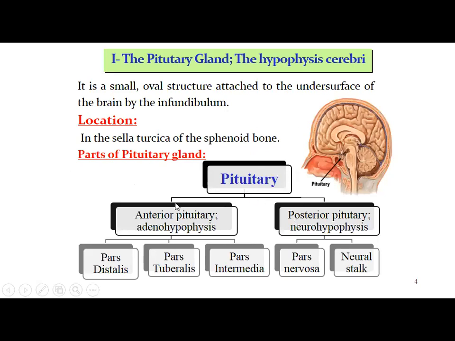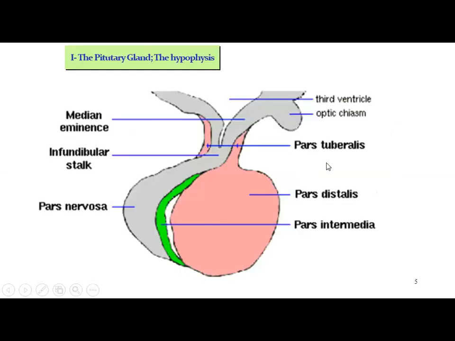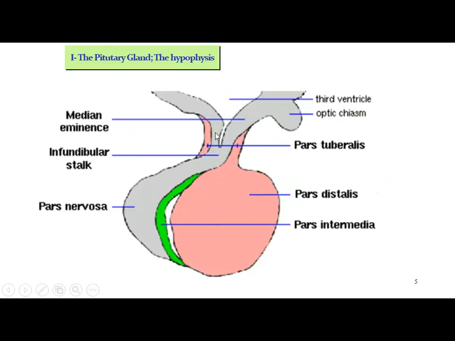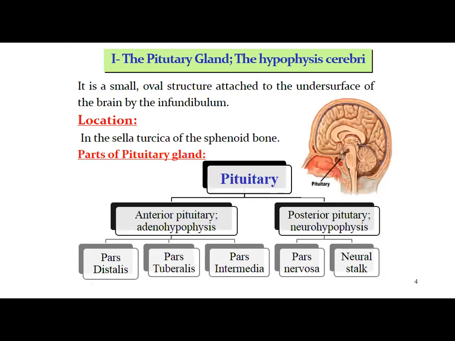Once again, I repeat, the pituitary is divided into two parts, anterior and posterior. The anterior part is also called the adenohypophysis. The posterior is also called the neurohypophysis. Anterior pituitary is divided into three parts: pars distalis, pars tuberalis, pars intermedia. As you can see here, the three parts: pars distalis, pars intermedia, and pars tuberalis. Then the neurohypophysis is divided into two parts: pars nervosa and the neural stalk. This is the broad classification of the pituitary, which will help us in studying the hormones better.